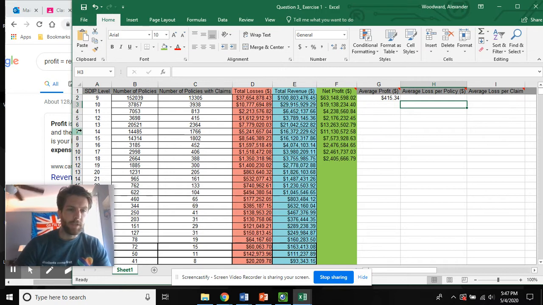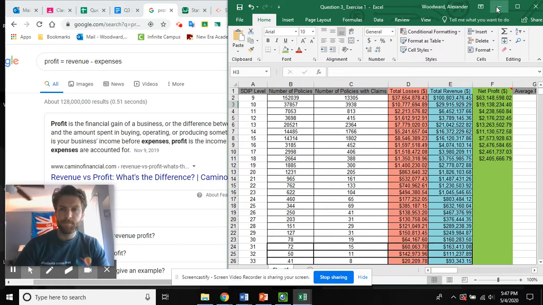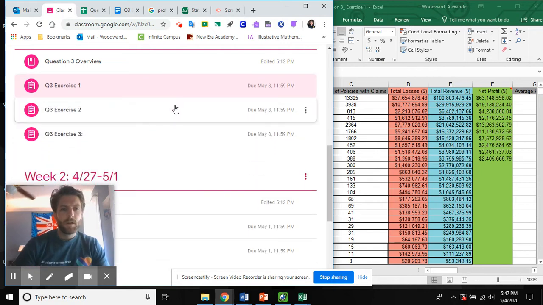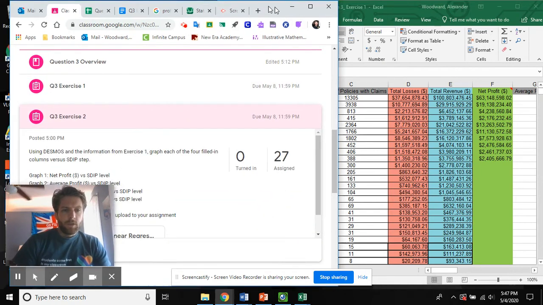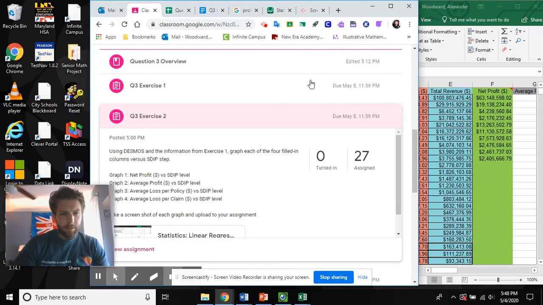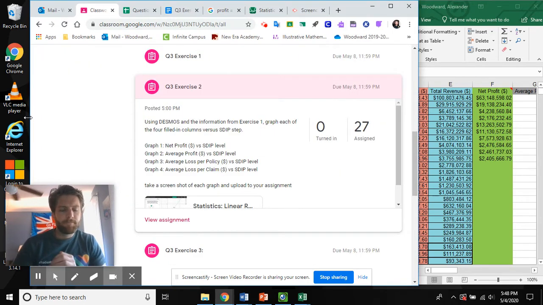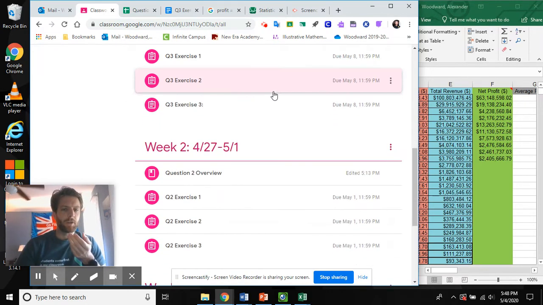And this is the information that you need for exercise 2, which is what we're going to take a look at now. Okay, so exercise 2, using Desmos and the information from exercise 1, graph each of the 4 filled in columns versus SDIP step. Okay, so why are we going to have to graph all these? Well, we have it in tabular form on the right, and once we look at the graph, we'll be able to make some interpretations about the graph and decide how we can answer the original question.